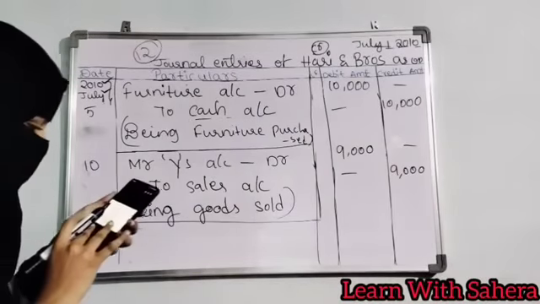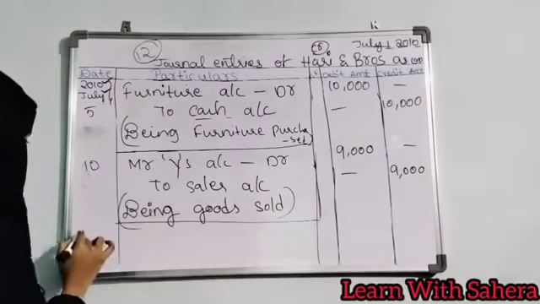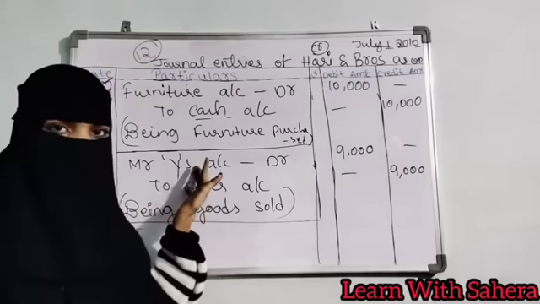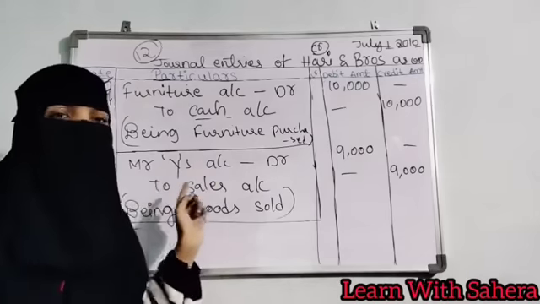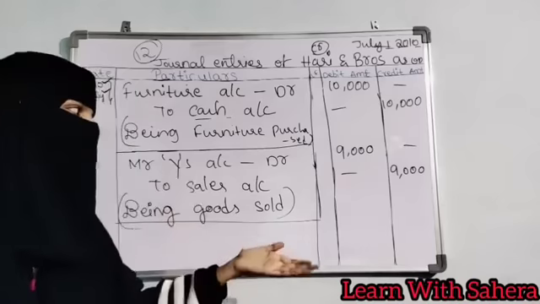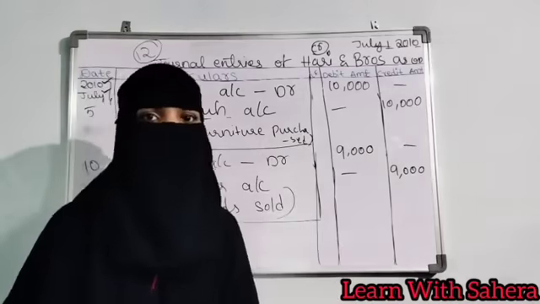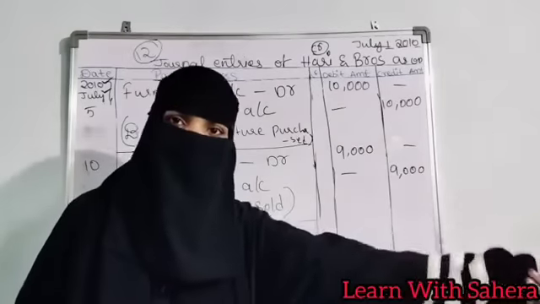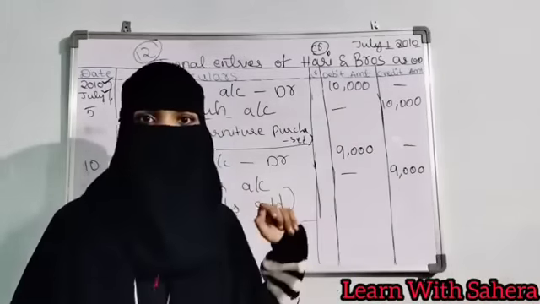Next, on the 11th, goods returned by Y. See, here we have sold the goods to Y. But what Y did on the next day is return the goods to us. So it is a sales return, right? We are selling, then again Y is returning the goods. So it will be sales return.